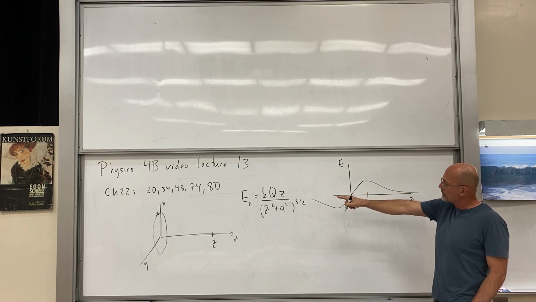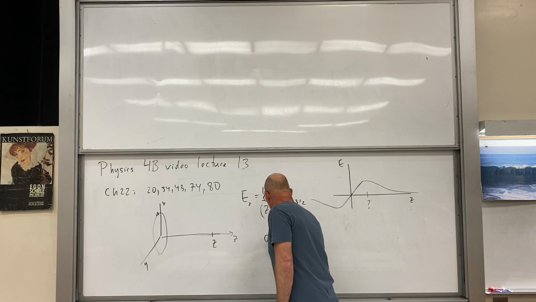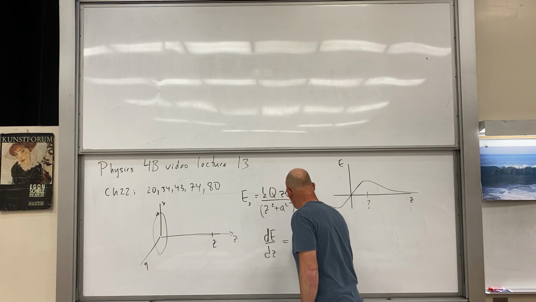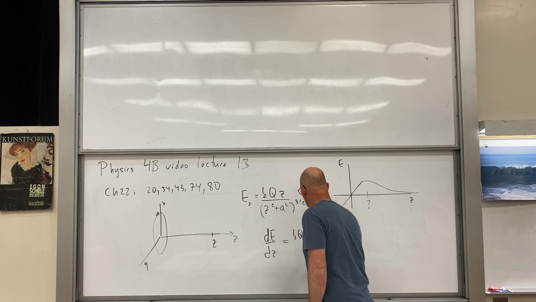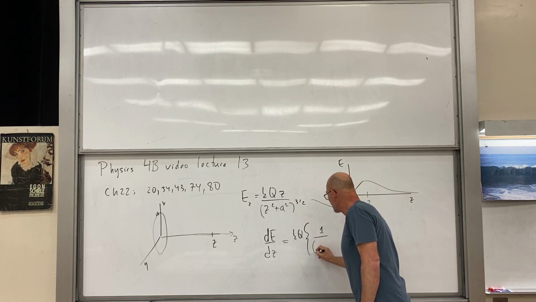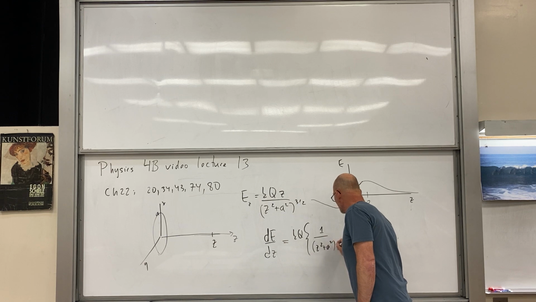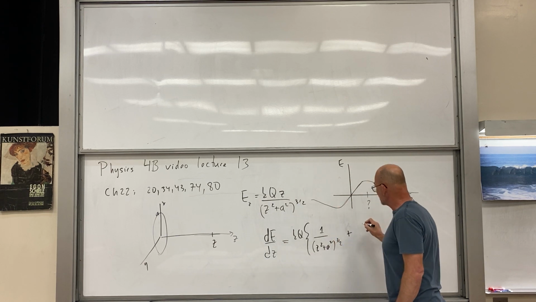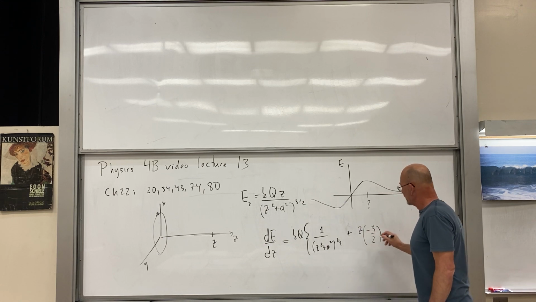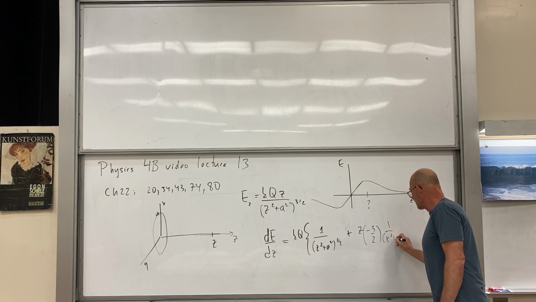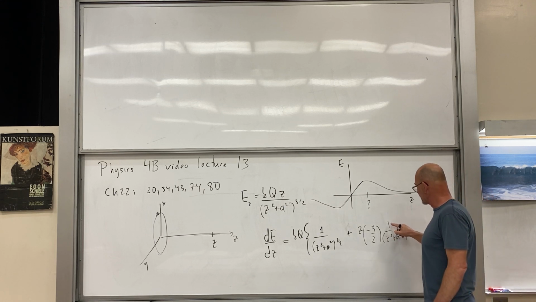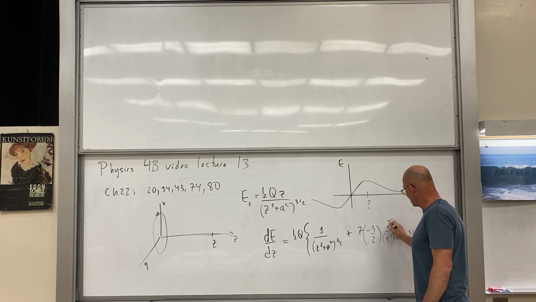And if we take the derivative with respect to z and set it equal to 0, we'll have kQ. First we'll take the derivative. We'll have 1 over (z squared plus a squared) to the 3/2, then plus z, and then a minus 3/2, we've got 1 over (z squared plus a squared) to the 5/2 power, and then the inner derivative gives us another 2 times z. The 2's cancel.